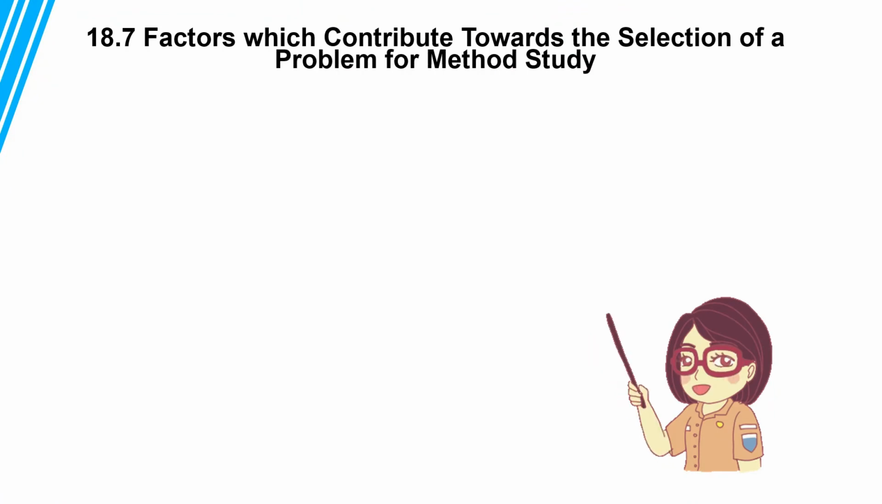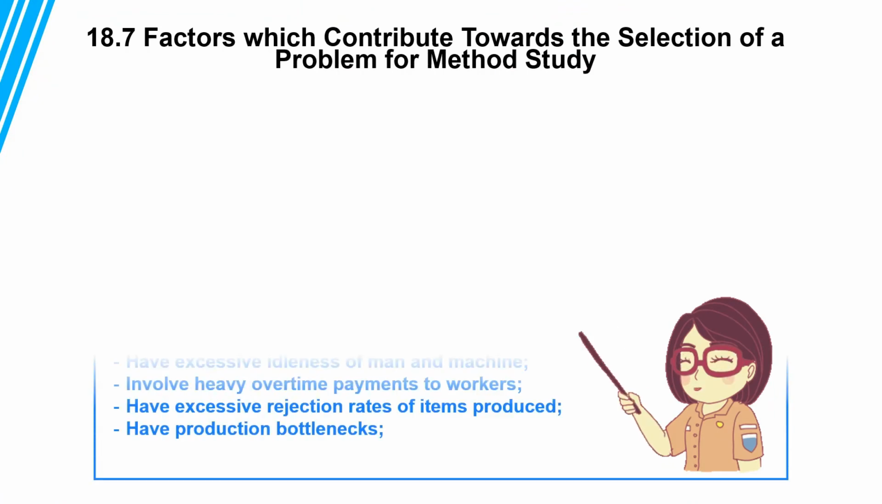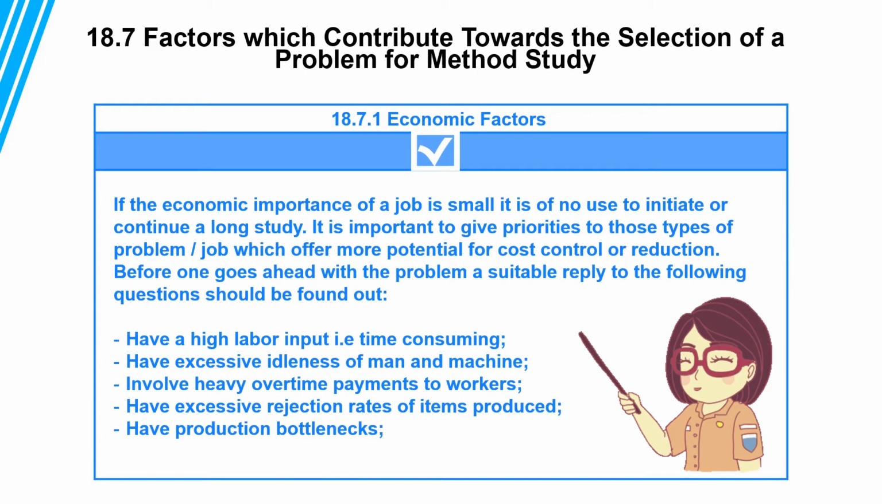Factors which contribute towards the selection of a problem for method study. Economic factors. If the economic importance of a job is small, it is of no use to initiate or continue a long study. It is important to give priorities to those types of problem or job which offer more potential for cost control or reduction. Before one goes ahead with the problem, a suitable reply to the following questions should be found out.